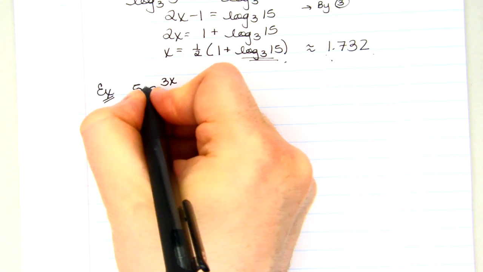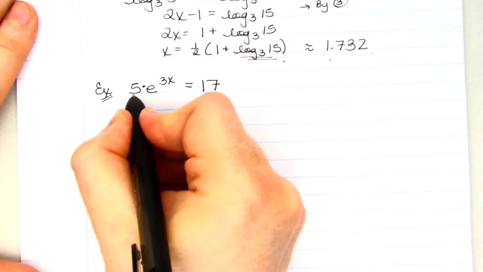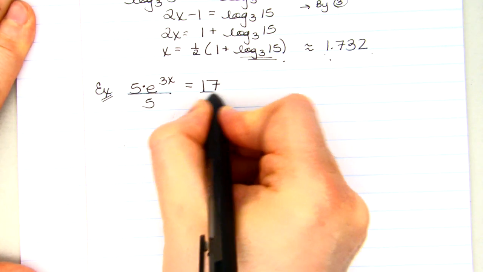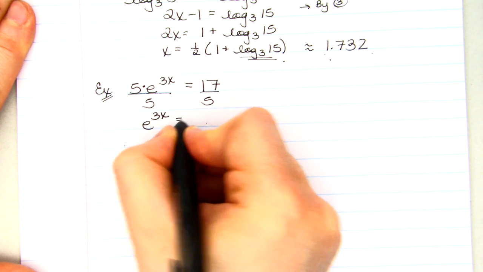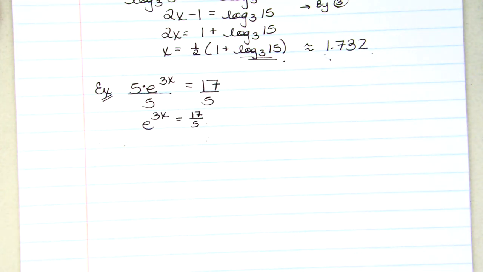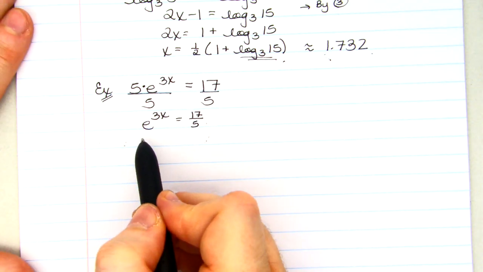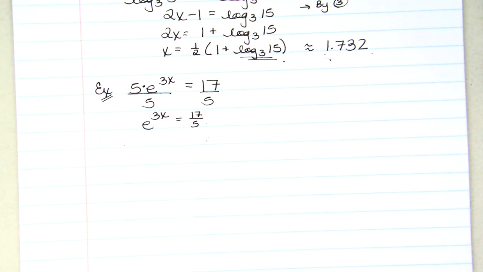Well, the 5... Let's divide both sides by 5. I don't have a natural log here or anything like that. I've got a multiplication problem, and I can get rid of my 5 by dividing both sides by 5. So I'm going to say e to the 3x equals 17/5. I now want to get rid of my e by doing the inverse of that. What's the inverse of e raised to something?